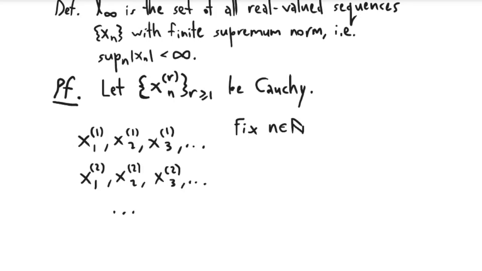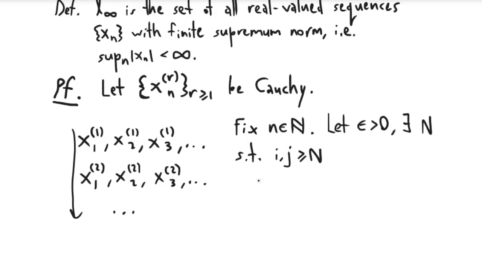To show that it has a limit, first of all, we're going to fix n. You can imagine that for a fixed n, there's an associated column. Like if n is 1, x_11, x_21, x_31, and so on are all the numbers in this column. And we know that if we let epsilon be bigger than 0, there exists a big N such that if i and j are greater than or equal to N, then the sup of |x_i^k minus x_j^k| taken over all k is less than epsilon.